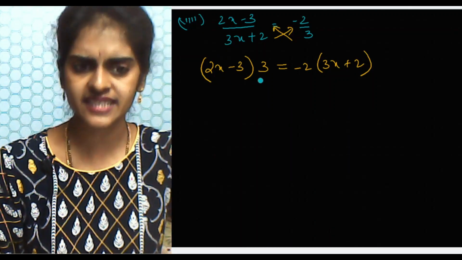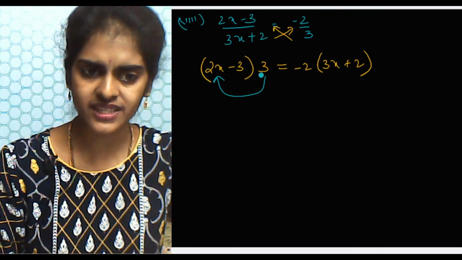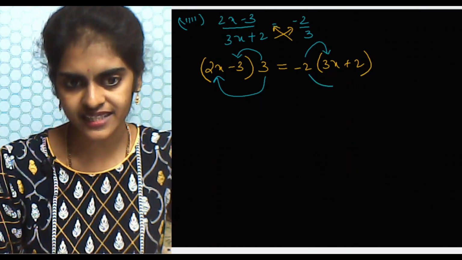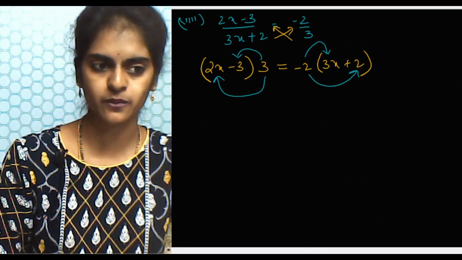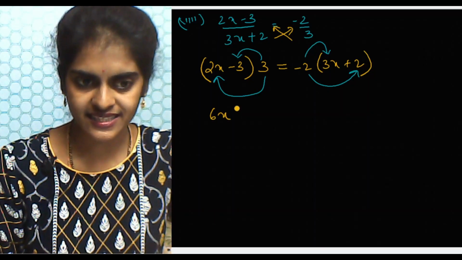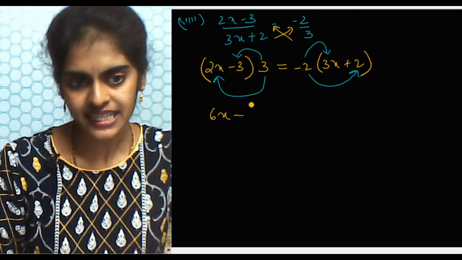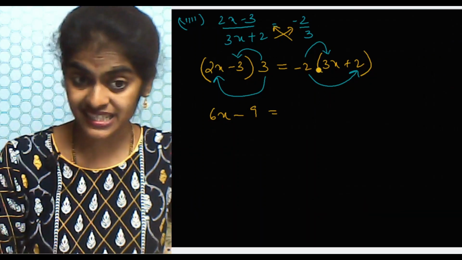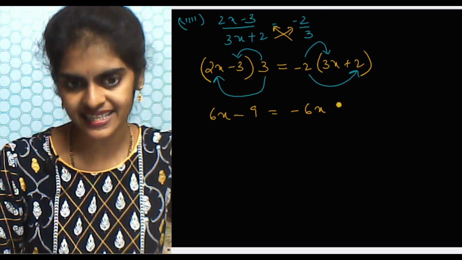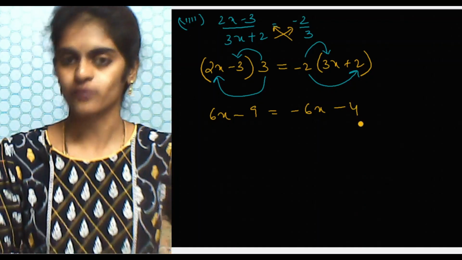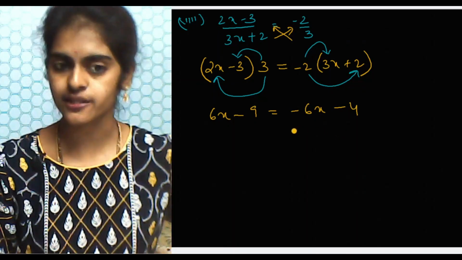So what happens in this case? This 3 is multiplied to 2x and also to 3. Here also this 2 is multiplied to 3x, and also to 2. Distributive property, isn't it? So let us do it. 3 2s are 6. So this is 6x. You have minus, right? Minus, 3 3s are 9, is equal to... Now 3 2s are 6. This is minus 2 into 3, so this is minus 6x, minus 2 into plus 2, so it becomes minus 4.